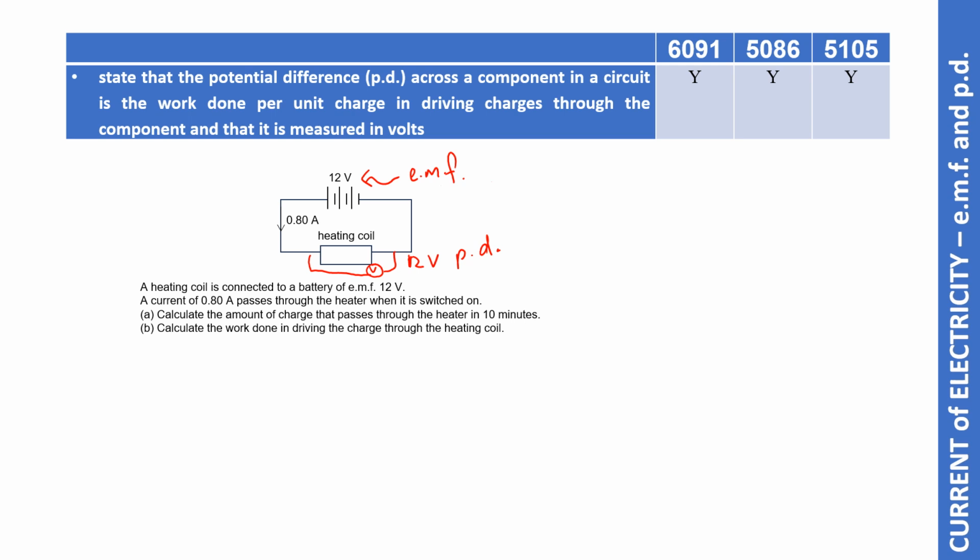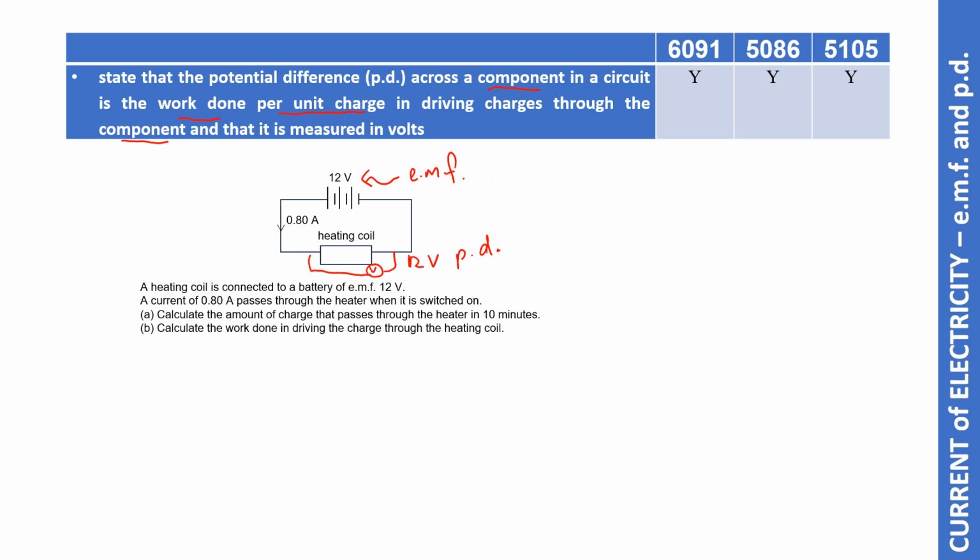If you look at the definition here, potential difference across a component in a circuit is the work done per unit charge in driving charges through the component, right? So if you look at the definitions of e.m.f and PD, both of them involve work done per unit charge in driving charges, right? For e.m.f it is through the entire circuit. For PD it is just through the component.